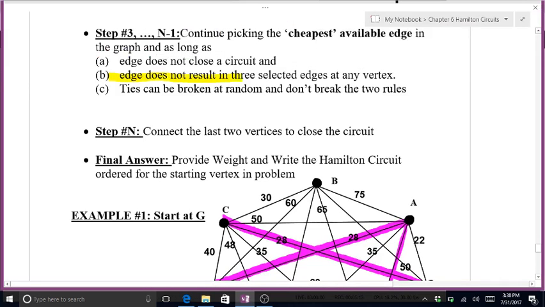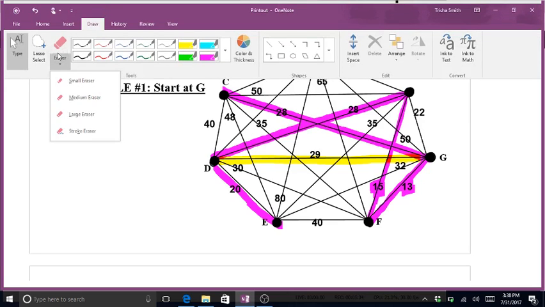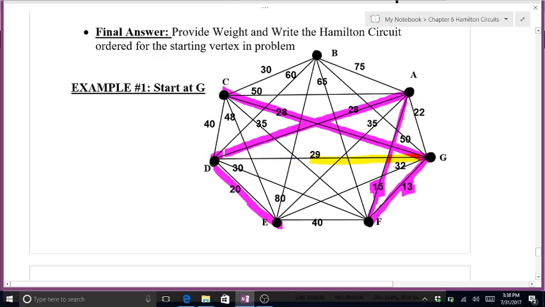Where it says the edge does not result in 3 selected edges at any vertex. Okay, if I were to highlight what I have in yellow right there, I've got 3 vertices that are coming off of D as well as 3 vertices that are coming off of G. So that's going to be a no-no. I cannot do that. Okay, so that's actually out. That is not an option.